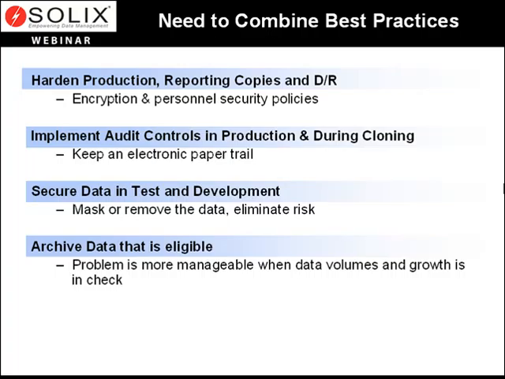But the additional pieces you need to combine are implementing audit controls in your production and during cloning, making sure that if you have sensitive data in specific tables, you put some controls around there so that you know who's accessing what data, and if it's changing, that it's changing in the proper way. And when you do make those clones, what's happening, where is it going, and keep an electronic paper trail. This is where auditors are really targeting where the risk and vulnerabilities are, in that cloning process. So you want to have an audit control process in place during the cloning process.